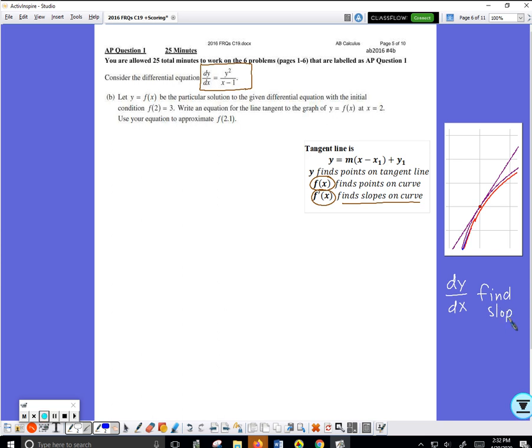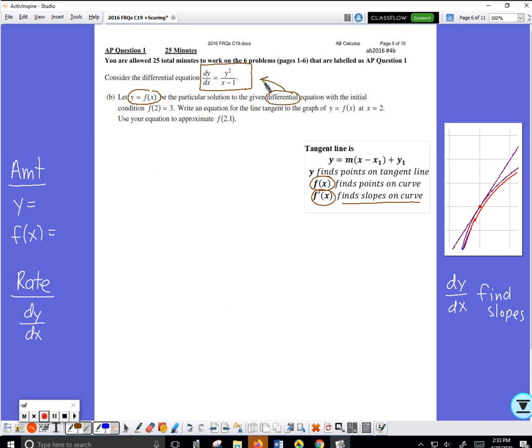Another way to think of it is, in other situations, you have an amount. The amount is the equation y equals whatever, or f of x equals whatever. And then you have a rate. The rate is dy over dx. So that's all we know so far. It says let y equal f of x, be the particular solution to the given differential equation.